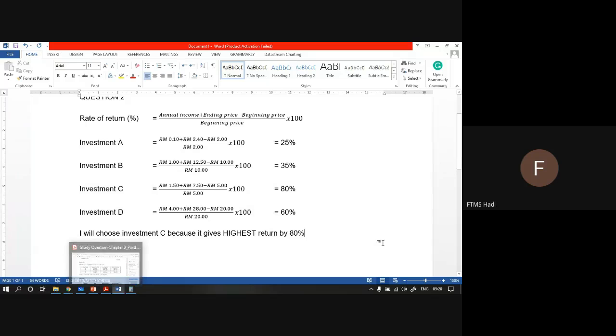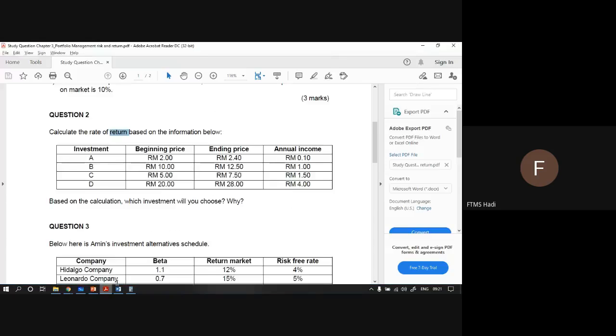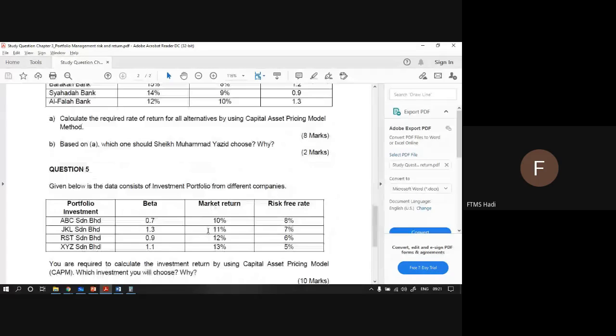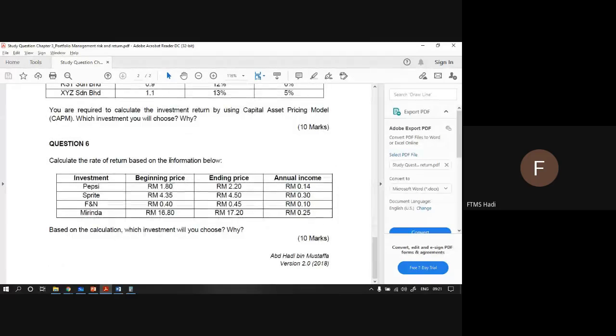From experience with previous semester students, most of them correctly answer this one. Yeah, the majority of them correctly answer this one. All right. So the other question that you can try later on, which is similar to this one, will be question number 6. Yeah, because we have beginning, ending, and annual income.